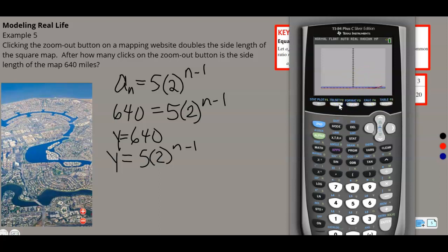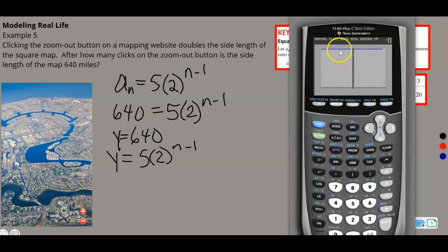And let's see what our window looks like. We still have this set on 22,000 from a previous thing. So we need to go up to at least 640 so we can see that. So let's say 650. And we don't need a scale of 100 now. Let's use a scale of, let's say, 10. And let's see now what the graph looks like.